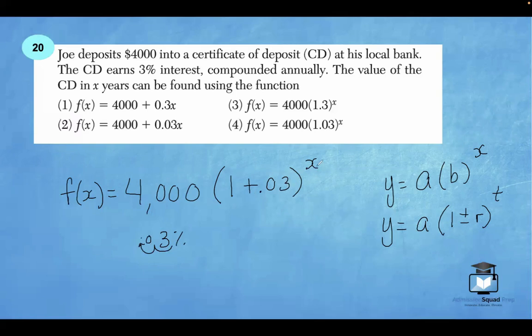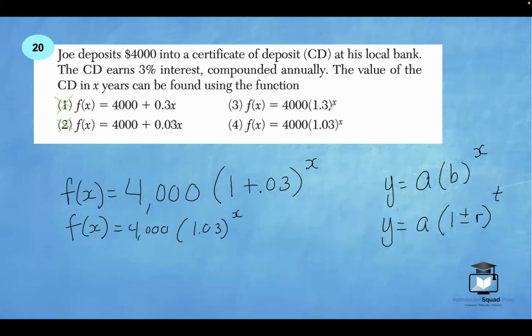And then of course, our time factor is always right here. So we can also have f of x equals 4,000 times 1.03 raised to the x. So let's take a look. We definitely don't want to add 4,000, so we're going to get rid of answer choice 1 and 2. We want to multiply by 4,000. We don't want 1.3 because then this 0.3 represents 30%. That's a whole lot, and that's very rare to get from a bank. So 1.03 is definitely the correct answer.